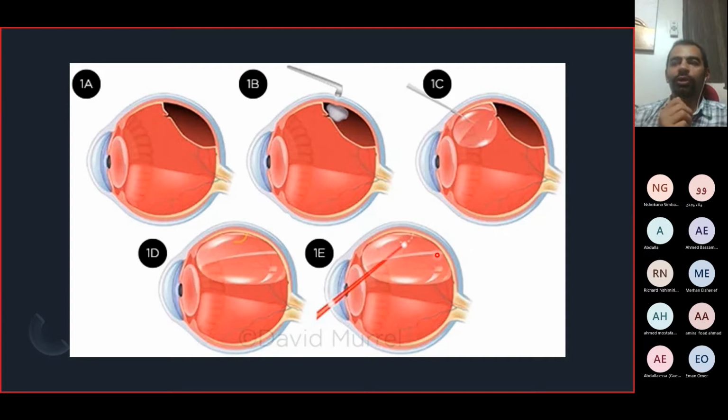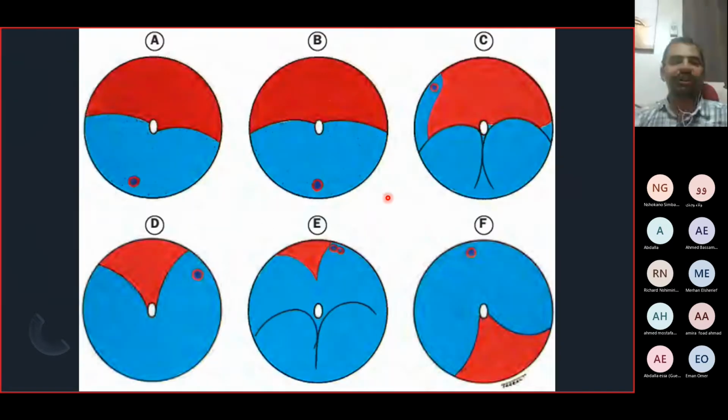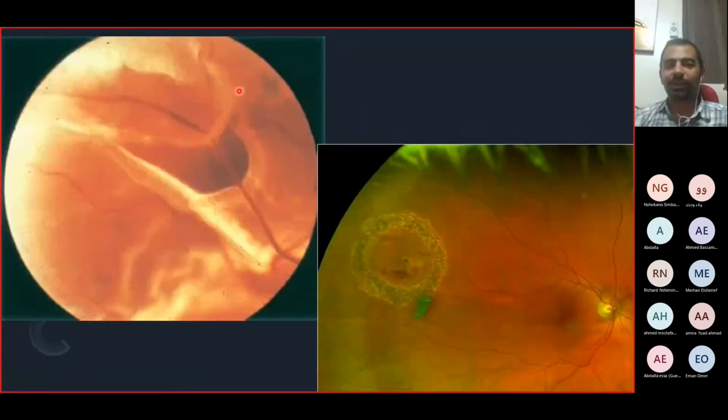We don't, because each step has its potential complications. So you want to solve the problem of the detachment with the least possible intervention. So the operations that we can use are either scleral buckle, pneumatic retinopexy, or vitrectomy. In pneumatic retinopexy, the main problem is that if you have a detachment like that, there's a single break, the retina started to detach, you want to do laser treatment for the patient.